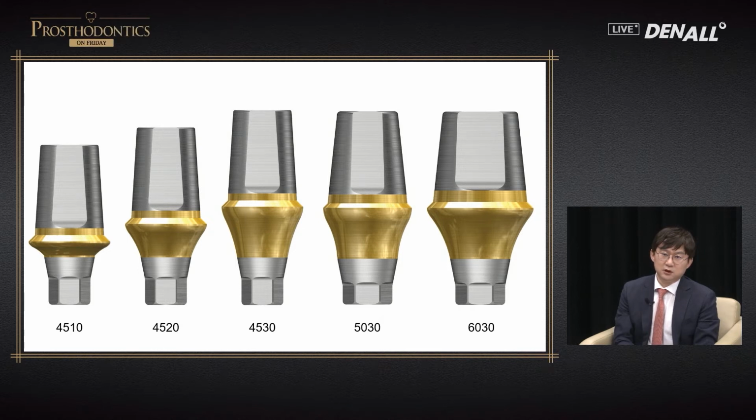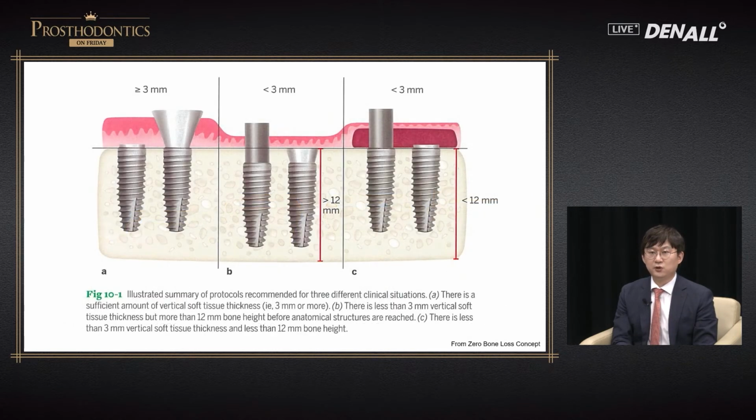A 1.0 millimeter diameter abutment will have a very fat emergence profile. The same is true for choosing a titanium link. In most cases, I use a 4.5 diameter abutment even in the posterior region.